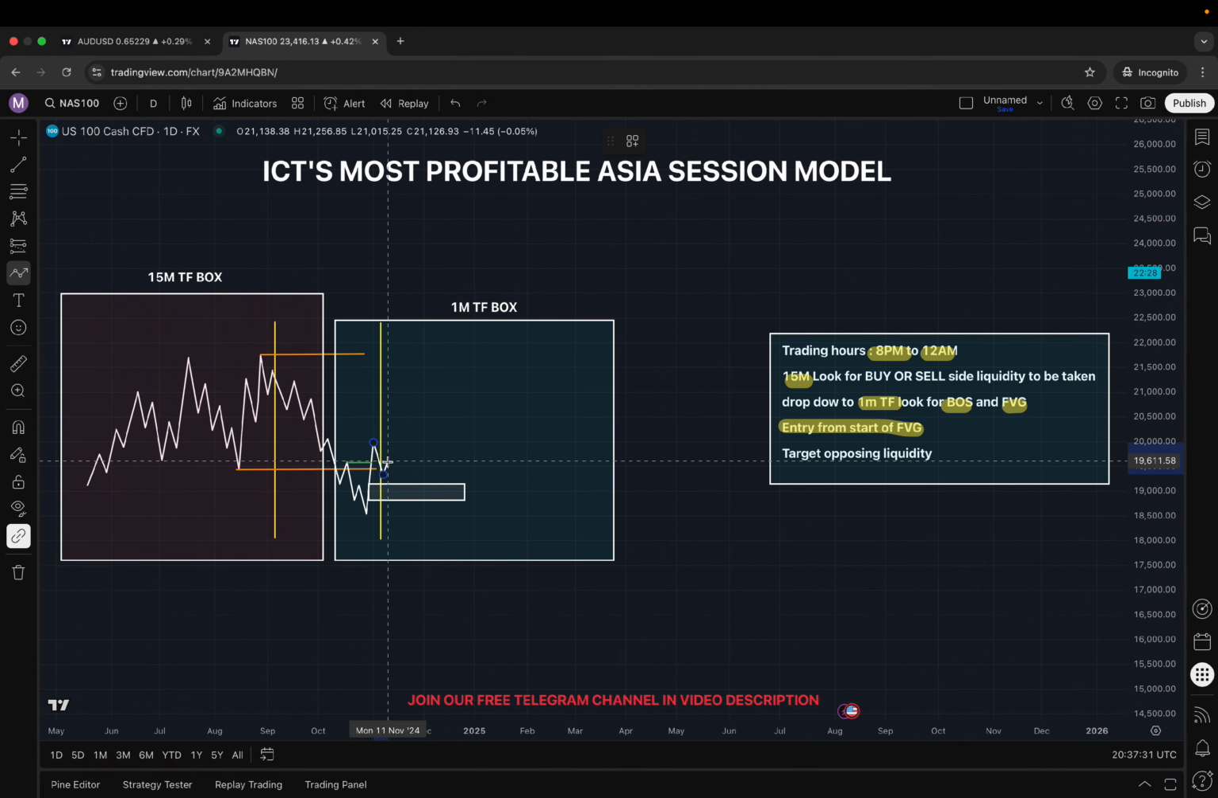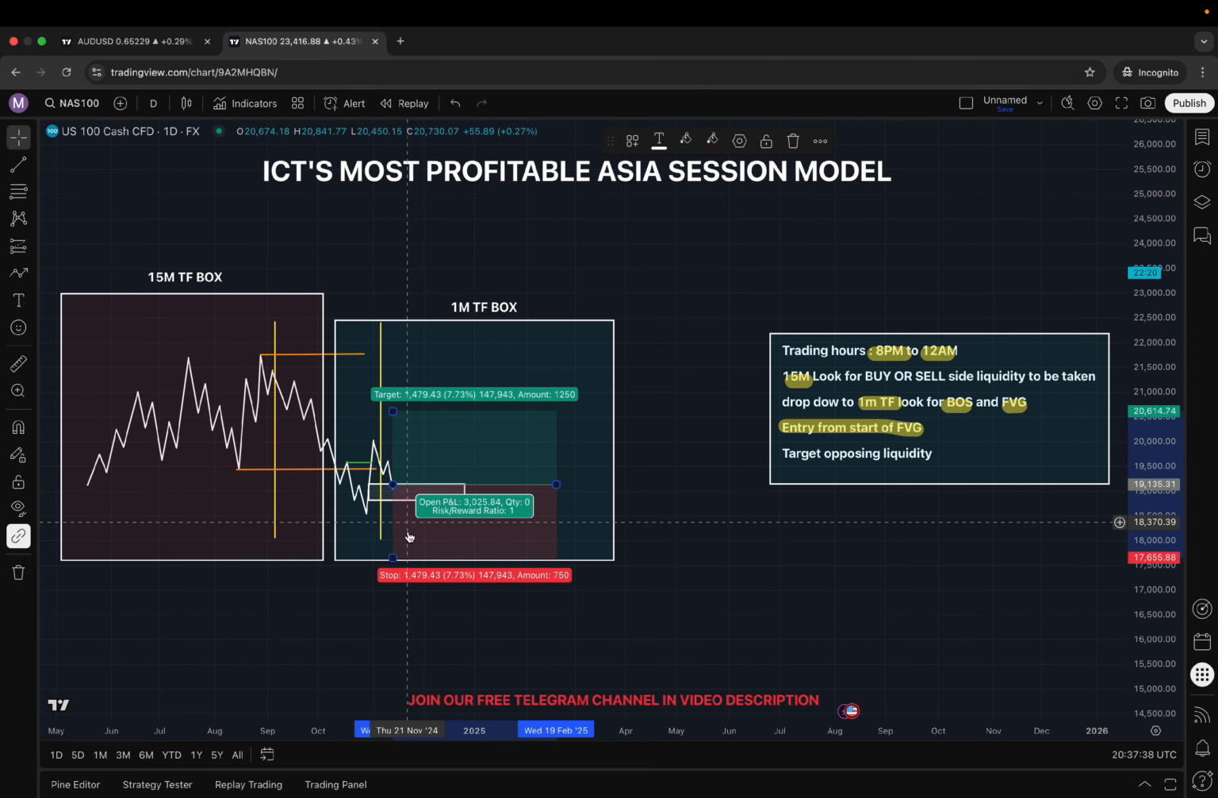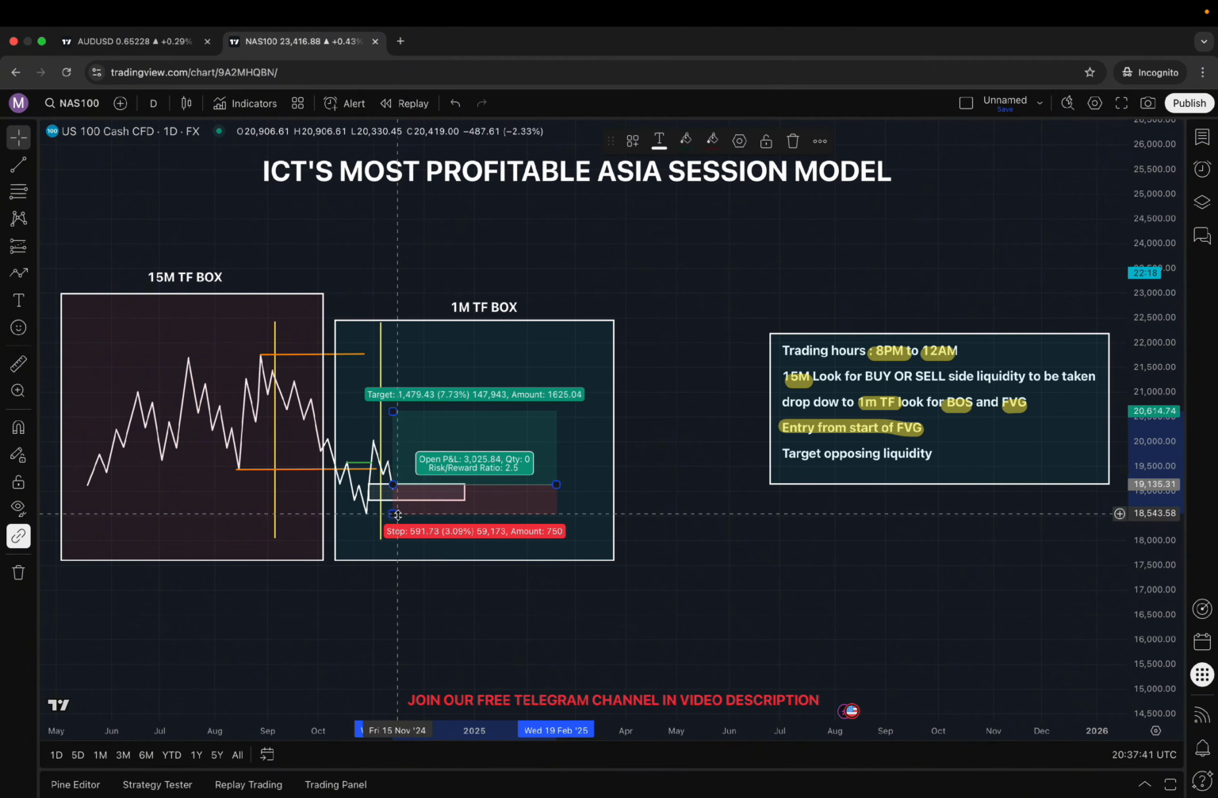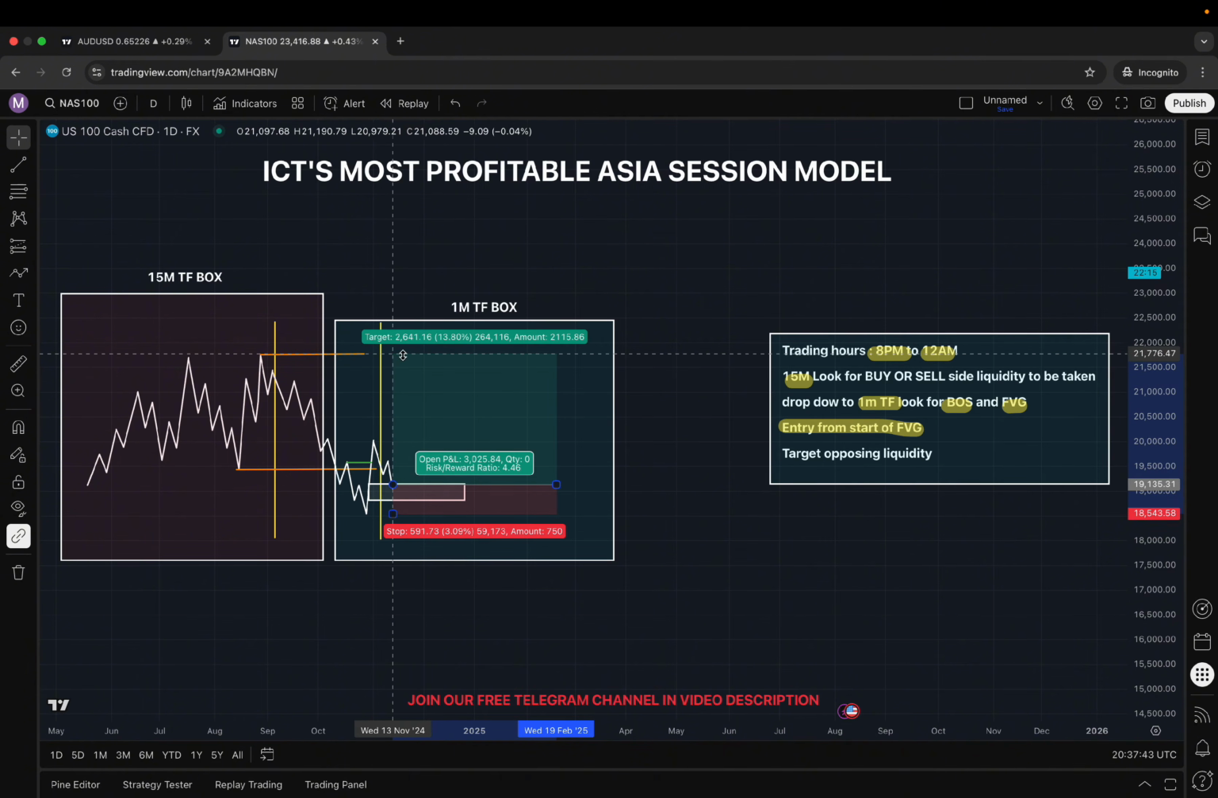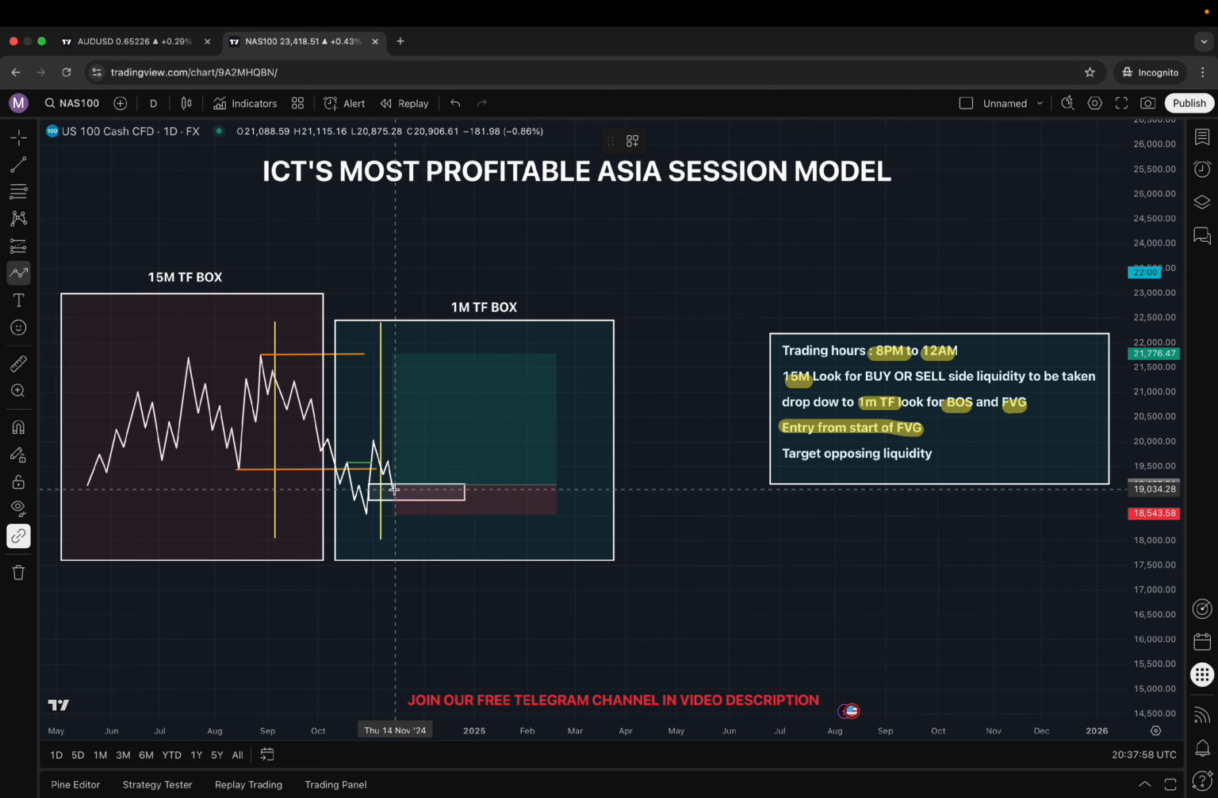So we then simply wait for price to tap into this fair value gap, and once that occurs, we simply place our long position at the start of the fair value gap, stop loss goes below these lows right here, and we would target opposing liquidity. Now this is just one of the ways of taking profits. The rest of the ways I'm going to be showing you guys on the AUD USD chart example in just a second, so be sure to watch this video till the end. So once price has tapped into this fair value gap, we would obviously assume price continues to move up, like so.